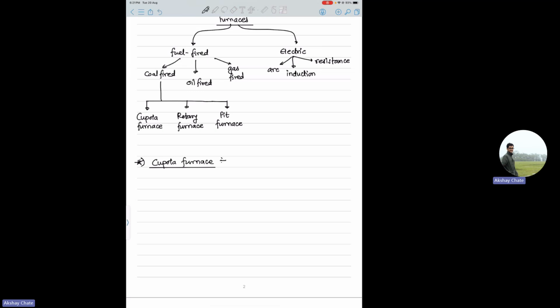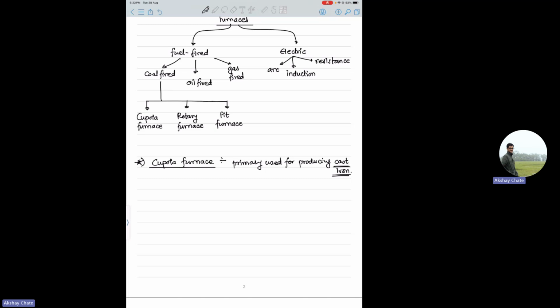So this is primarily used for melting cast irons, from iron ore. Okay, so I'll just give you the whole thing. Primarily used for producing cast iron. Okay, so this is also a very important question. You produce cast iron using cupola furnaces. Okay, primarily.